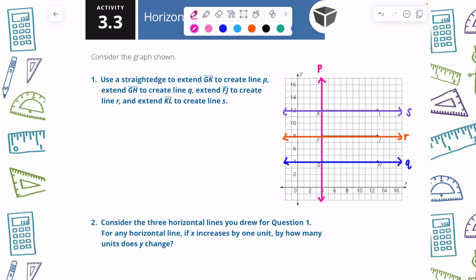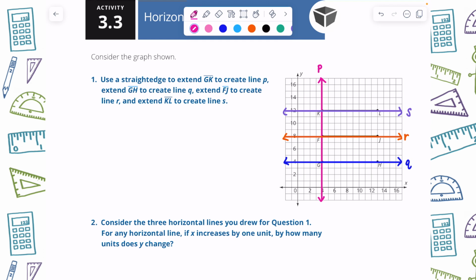All right, let's look at number 2. Number 2 says, consider the 3 horizontal lines you drew for question 1. For any horizontal line, if x increases by 1 unit, by how many units does y change? So let's think about this one. Our 3 horizontal lines would be lines Q, R, and S.